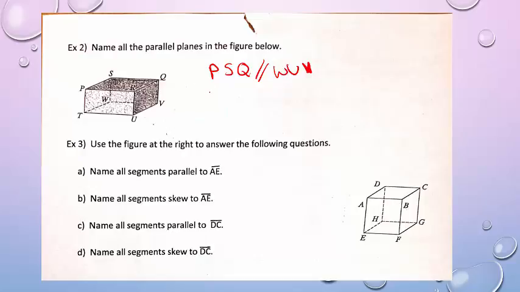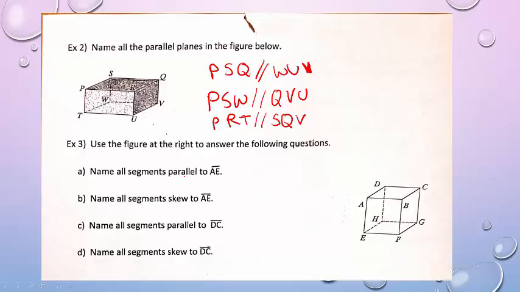We're going to go around here. So we got the left and the right side. So P, S, W is parallel to Q, V, U. We can do the front and the back. Plane P, R, T is parallel to plane SQB. And those would be all of our parallel pairs.